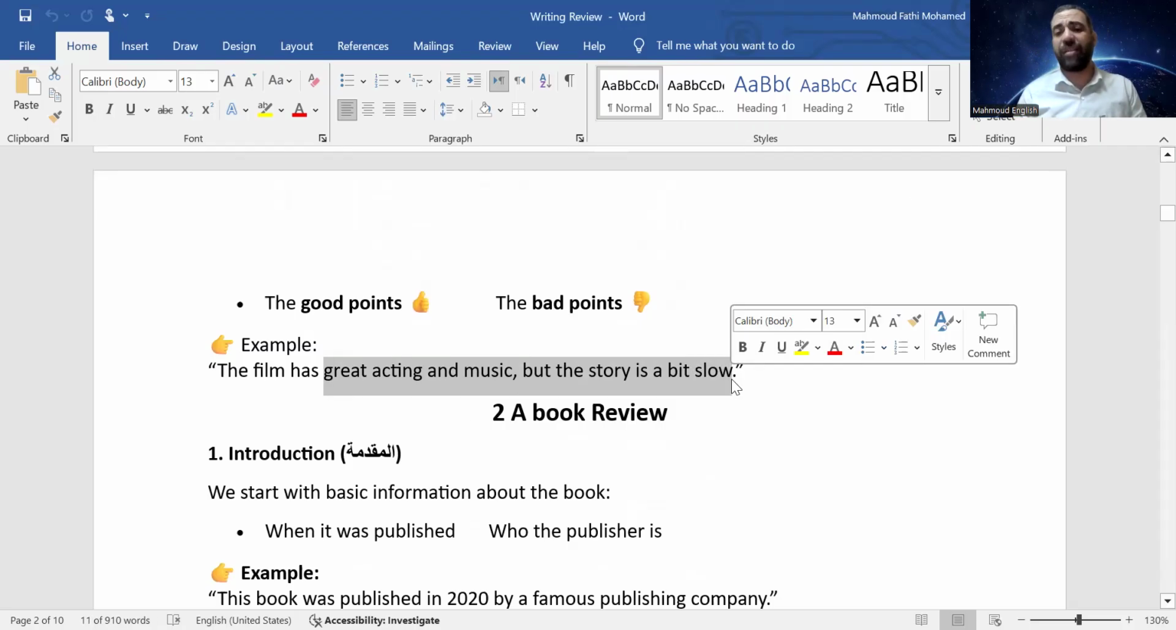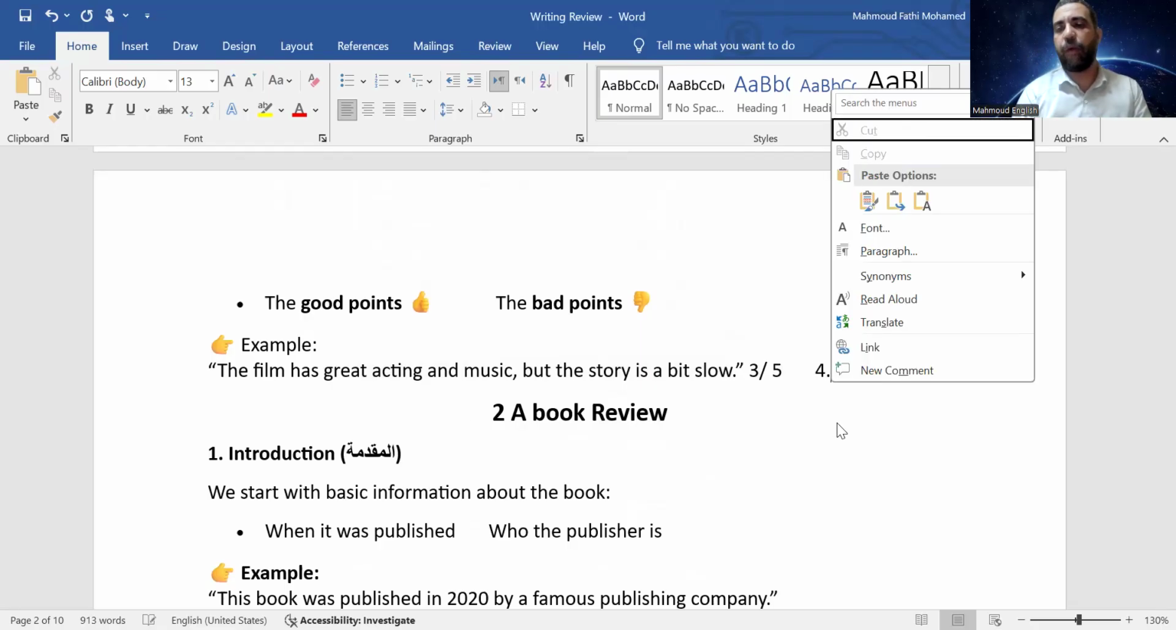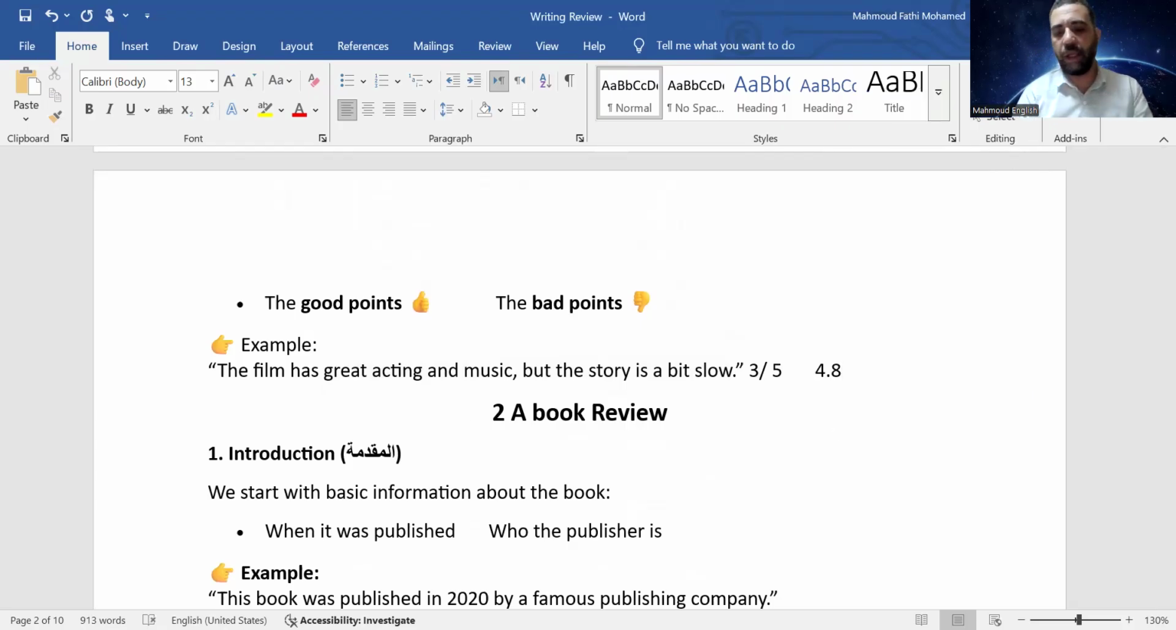And then you can rate it. For example, you can give it 3 out of 5, or you can give it 4.8 or 4.5, anything out of 5. This is your evaluation. And you can say that if they try to do a second part of it, they should avoid this and put that, and so on.